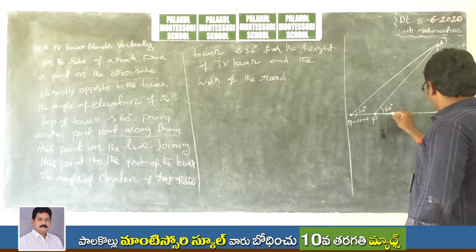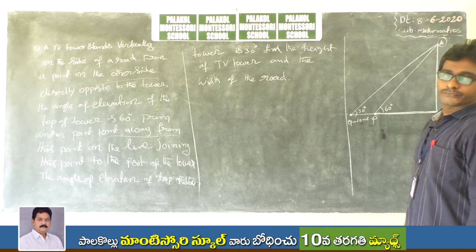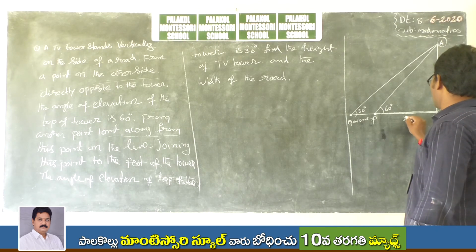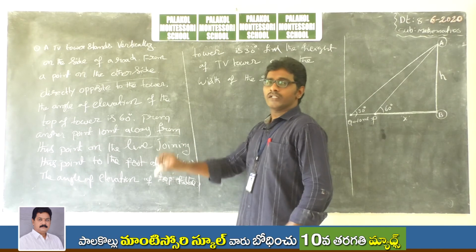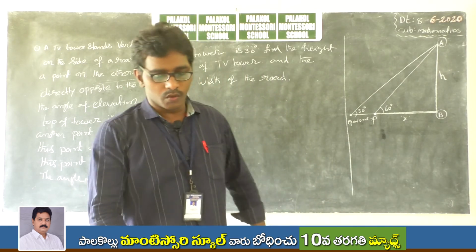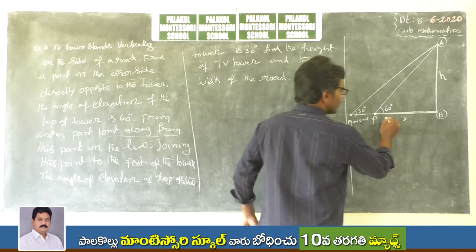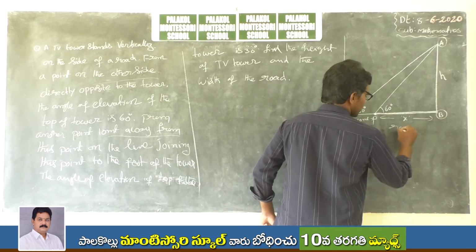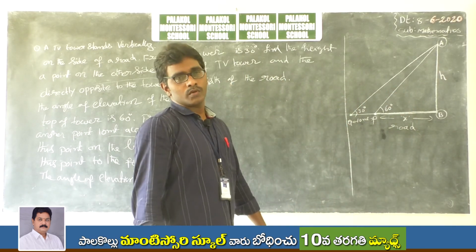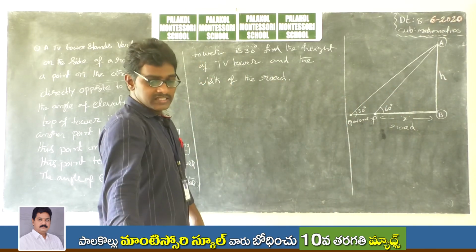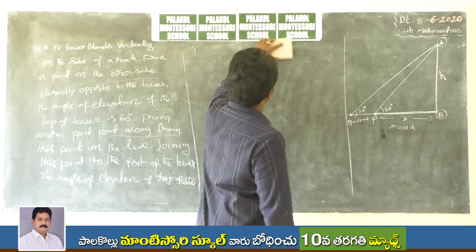Now PB is the indicator of the road. So that we call X. I want the height of the TV tower and the width of the road. This one is the road. X means road.